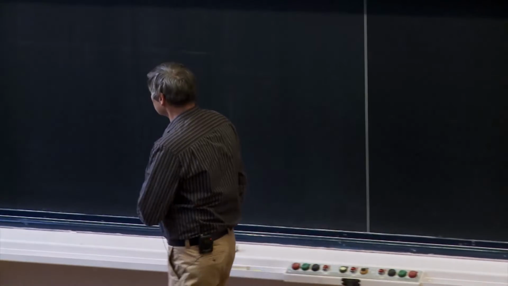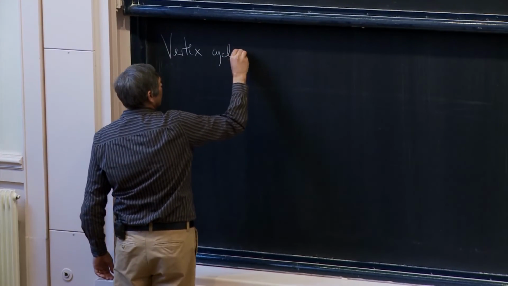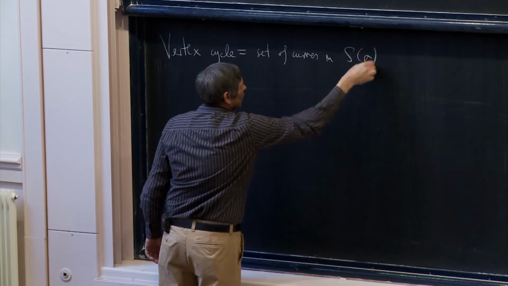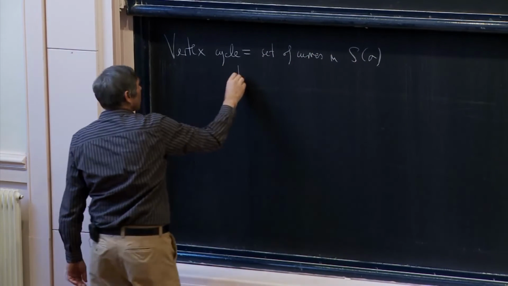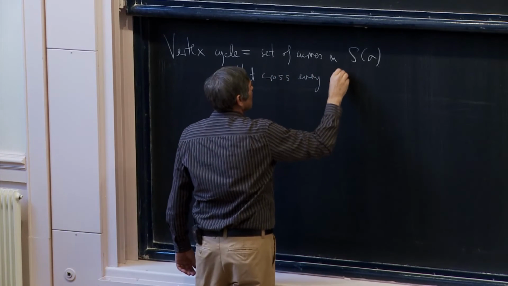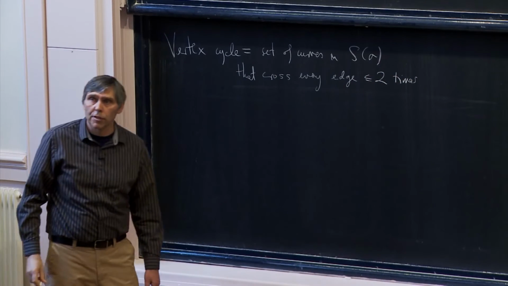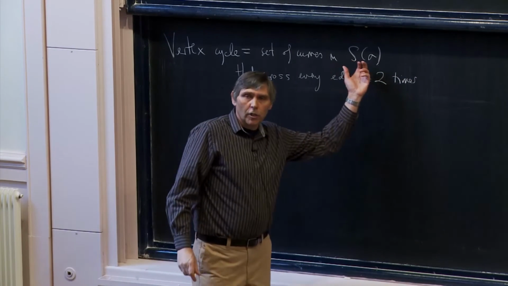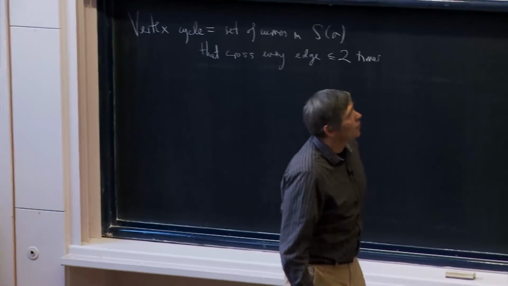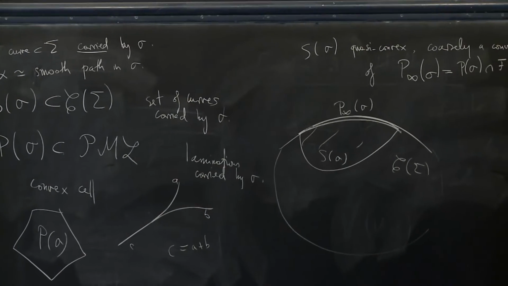Yes, so there is a notion of a vertex cycle. This is the set of curves in S of sigma. These are curves carried by sigma that cross every edge at most twice. And such curves always exist, so this is a non-empty set. It is uniformly bounded in the curve complex. So this set acts as a kind of fat base point. So S of sigma comes with a canonical coarse base point.